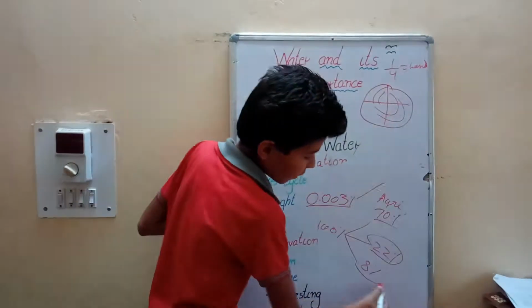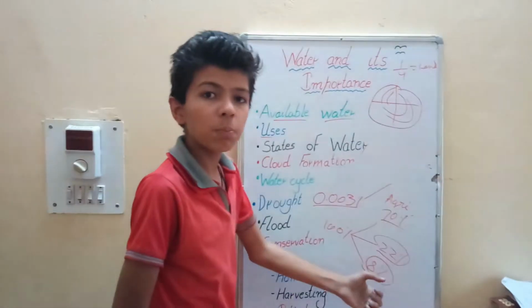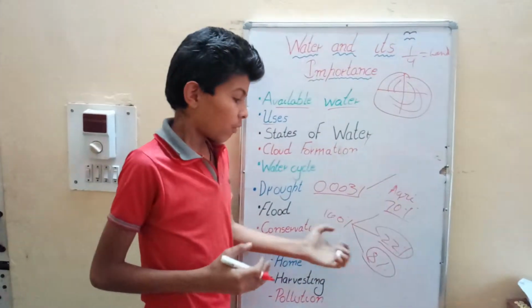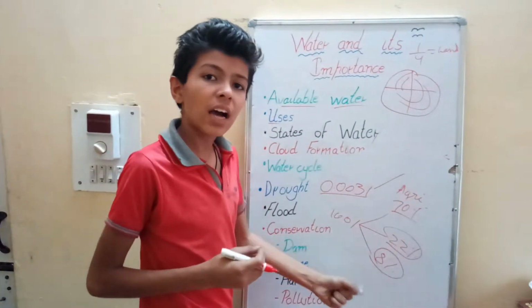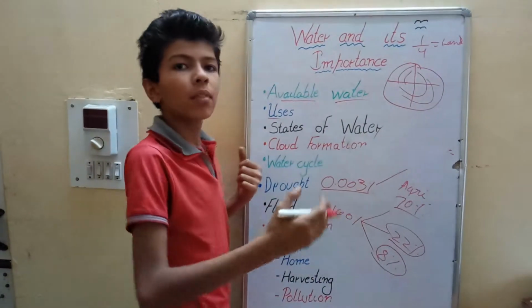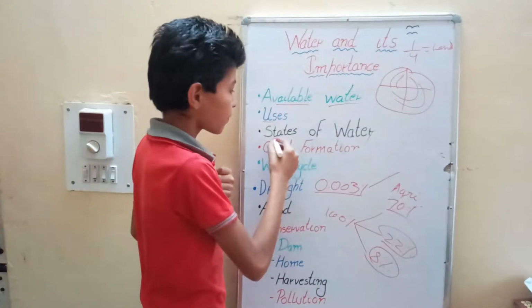And the rest of the water, which is 8%, is used by us for washing clothes, drinking, washing our cars, washing our homes, etc., and doing a bucket of works.